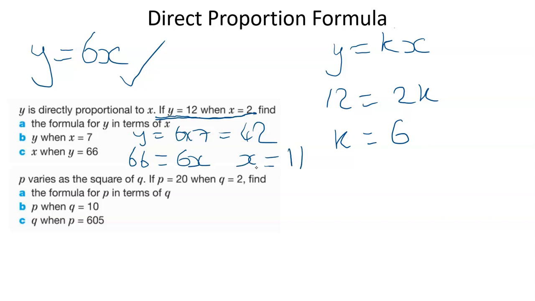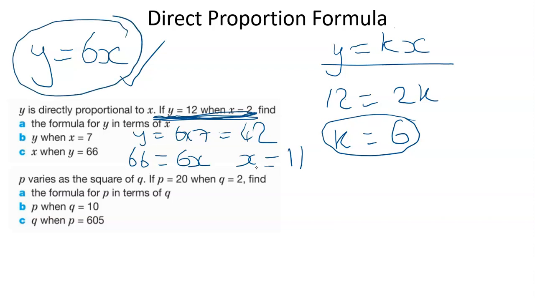So hopefully you can see there's quite a few things going on, so you have to keep your wits about you. But if y is directly proportional to x, you can write down this. You can say that y equals kx, with some gradient to make the numbers work. And then they'll tell you a pair of numbers that work that you can then put in to work out what that value of k must be, and get your formula. And now you can use your formula for part B and C.